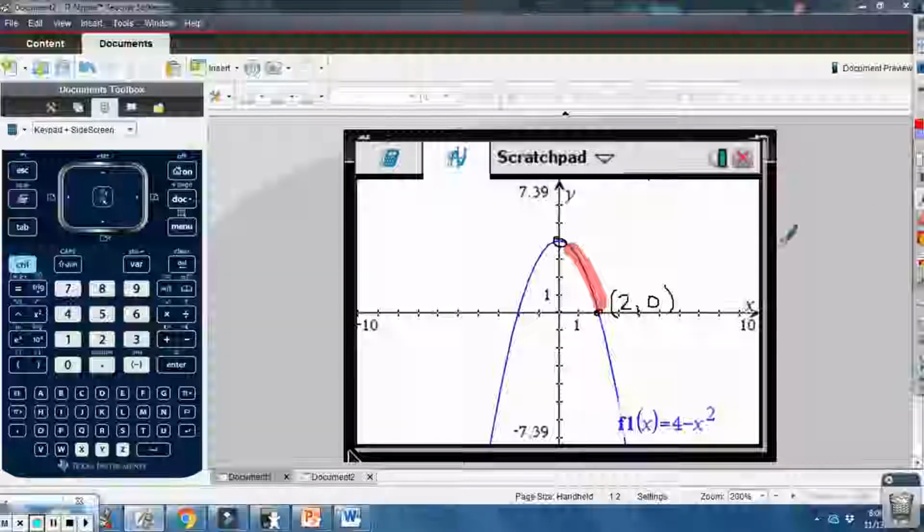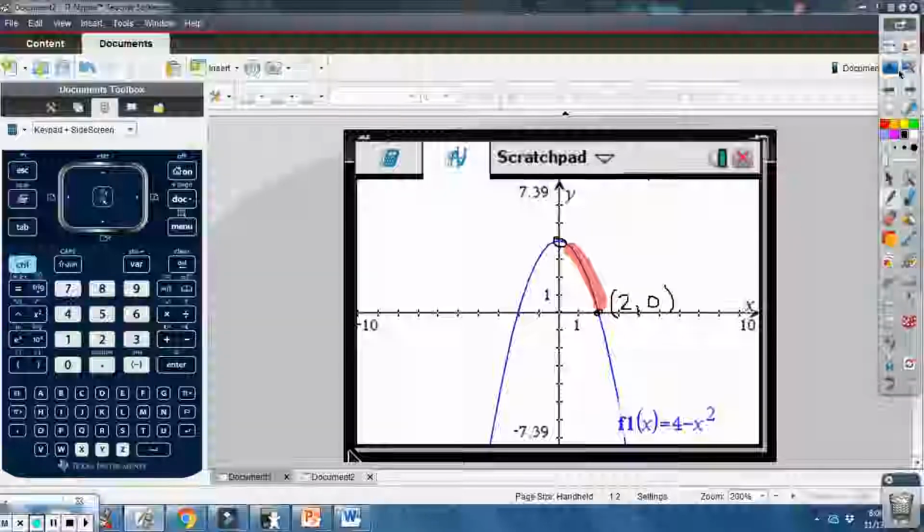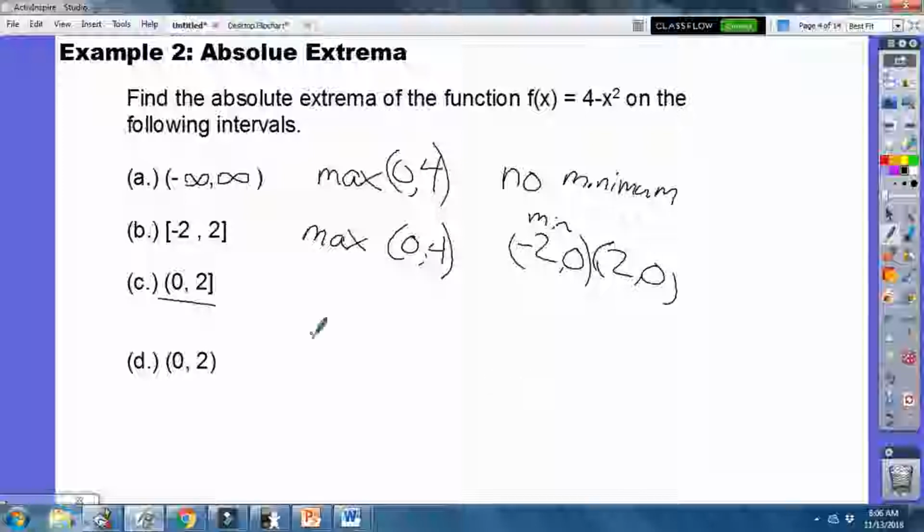In calculus, we're kind of nitpicky there. So in this one, there's no max, and the minimum is just (2, 0). And again, it's just (2, 0) because the domain only goes from 0 to 2. Even though -2 was my minimum before, that's not in the domain in this problem.